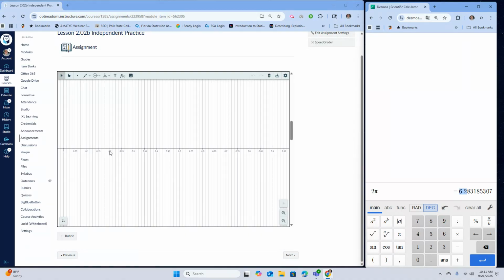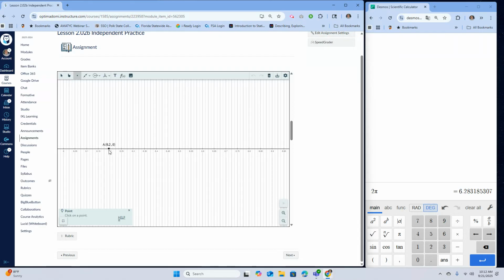Here's 6.2. Now, I cannot put the decimal point there because 2 pi is not exactly 6.2. So I need to put it somewhere after. What I do now is pick the first three digits, so 6.28, and I'm going to look for that number. So here's 6.2, this will be 6.25, this is 6.3. 6.28 has to be between 6.25 and 6.3. Now I'm going to click on the dot, and remember, put the dot on the number line.